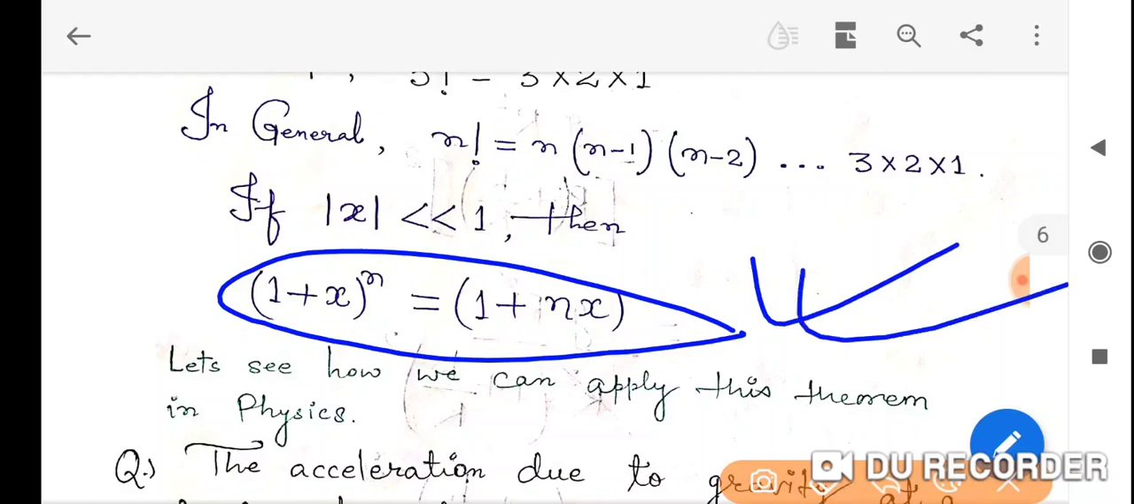This is a very important result we will use. Let's see how we can apply this theorem in physics. How will we apply it in physics? We will see with an example.